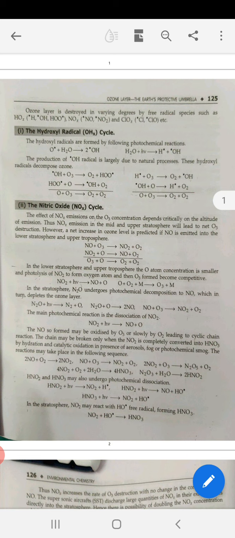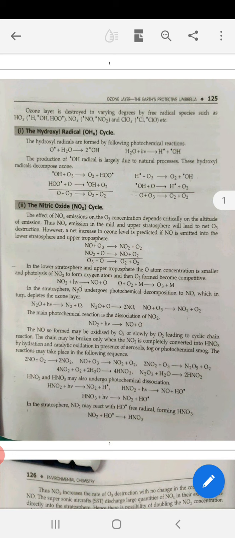Then two molecules of NO2 react with ozone to form N2O5 plus oxygen. Then four molecules of NO2 react with oxygen and two water molecules to form 4 nitric acid. Similarly, N2O3 plus water molecule gives 2 nitrous acid, HNO2. HNO2 and HNO3 may also undergo photochemical dissociation.